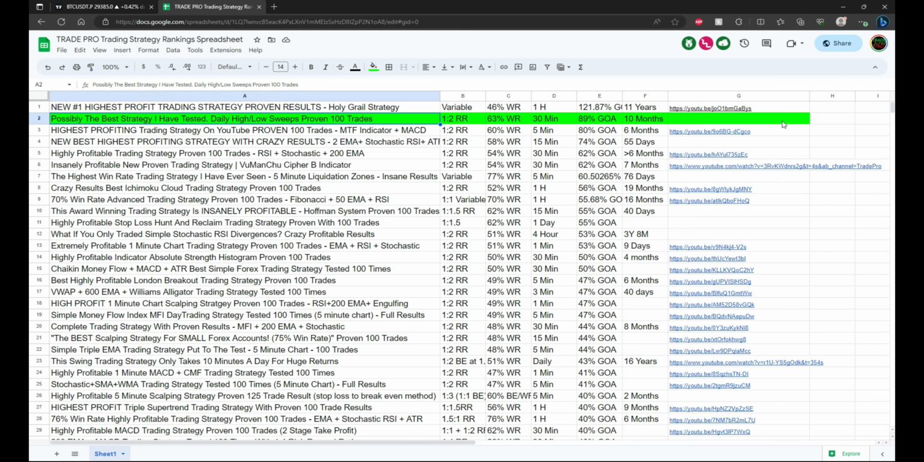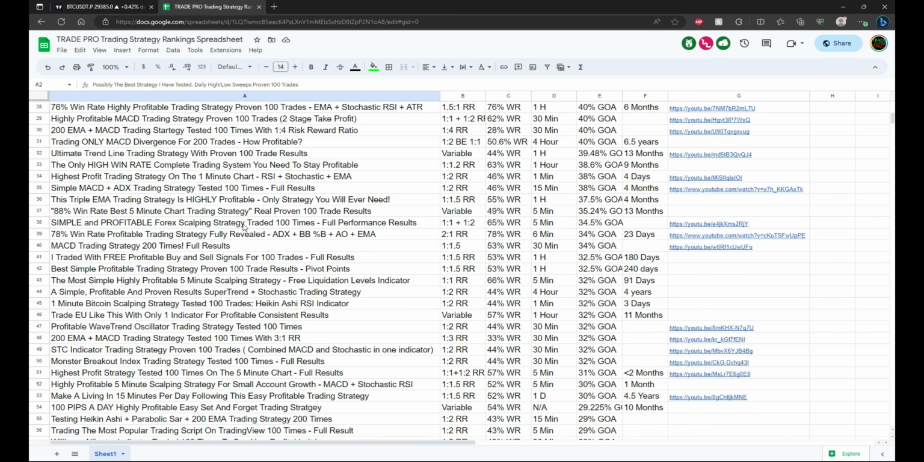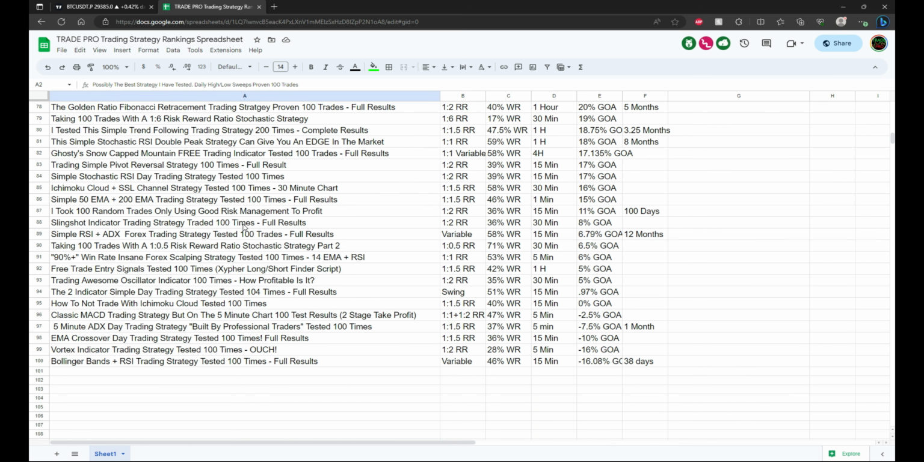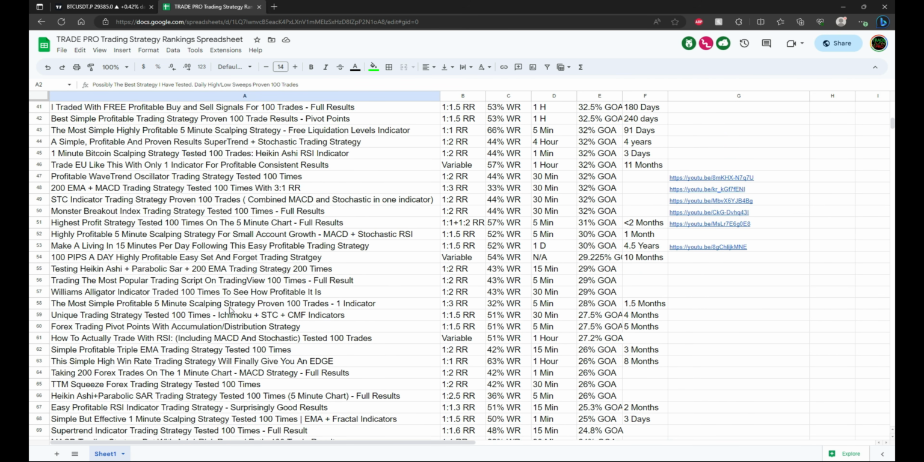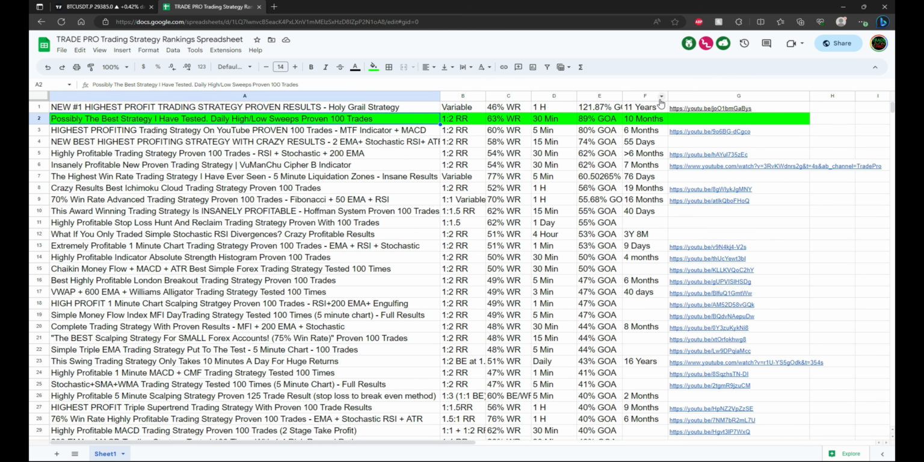All right, here it is on the strategy ranking spreadsheet, falling out spot number 2 out of 100 back-tested strategies. And this one performing incredibly well, definitely comparable to the number 1 strategy, seeing as the amount of time it took for the 100 trades was far less at 10 months versus 11 years. 1 to 2 risk to reward ratio, 63% win rate. Of course, the highest out of any strategy I've tested on the channel so far. So definitely worth taking a look at and trying to build a system that utilizes this strategy idea.